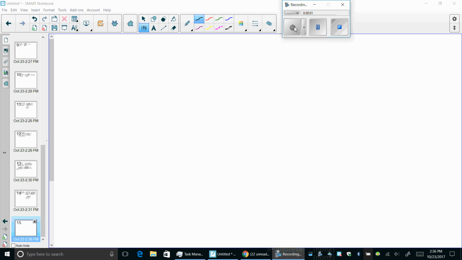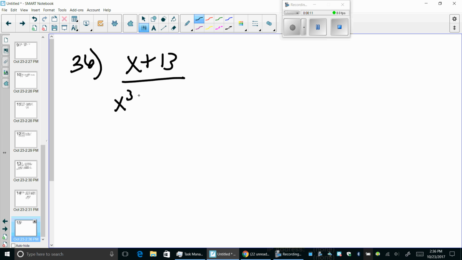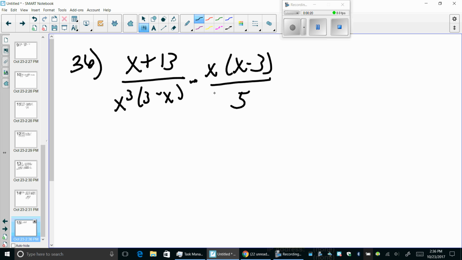Up with problem number 36, where we're going to use multiplication. On the top I have x plus 13. On the bottom I have x cubed times 3 minus x. And then it's multiplied times x minus 3 over 5. All of these expressions are completely factored, so all I have to do now is look for common factors.